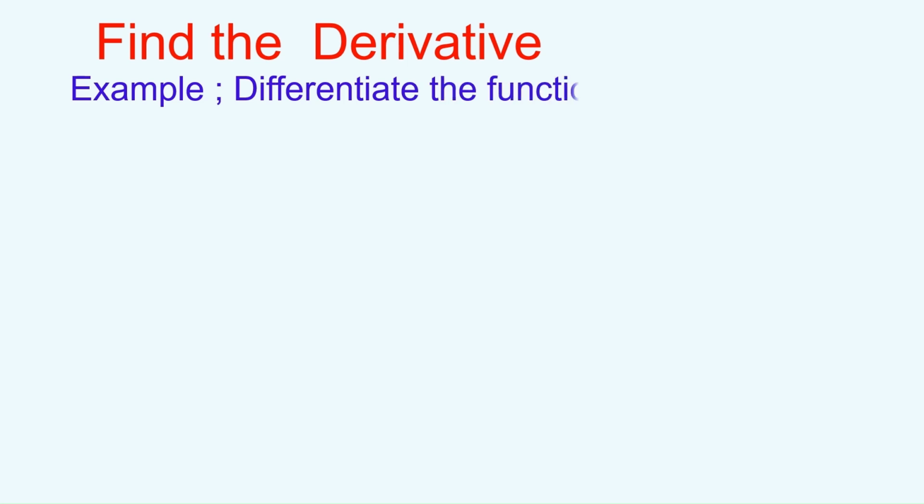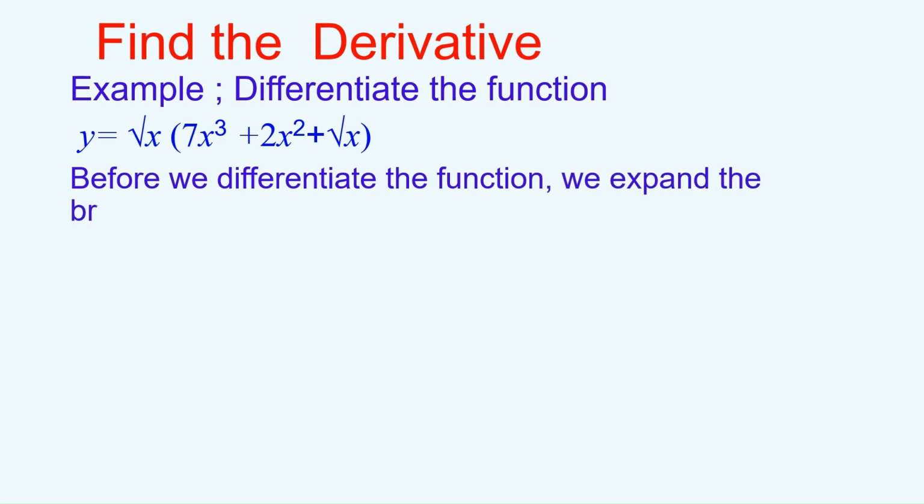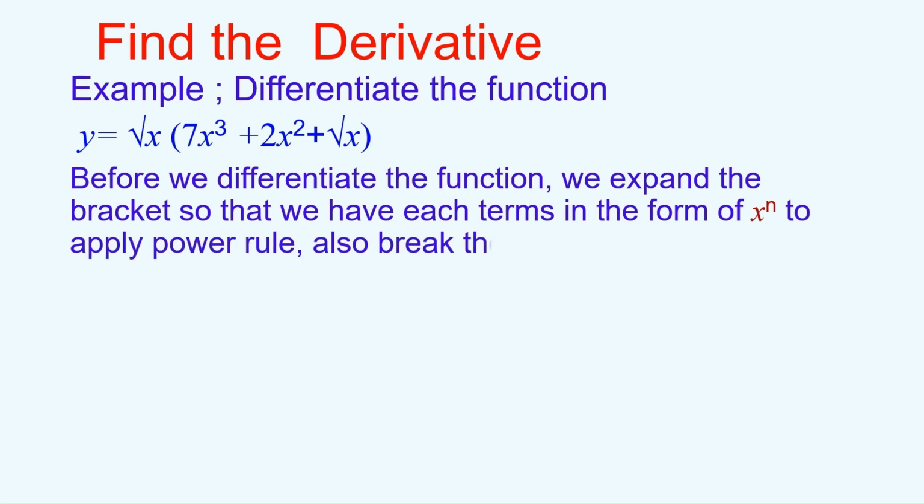Example: differentiate the function y equals square root of x times in bracket 7x to the power of 3 plus 2x to the power of 2 plus square root of x. Before we differentiate the function, we expand the bracket so that we have each term in the form of x to the power of n. To apply power rule, also break the function in parts.